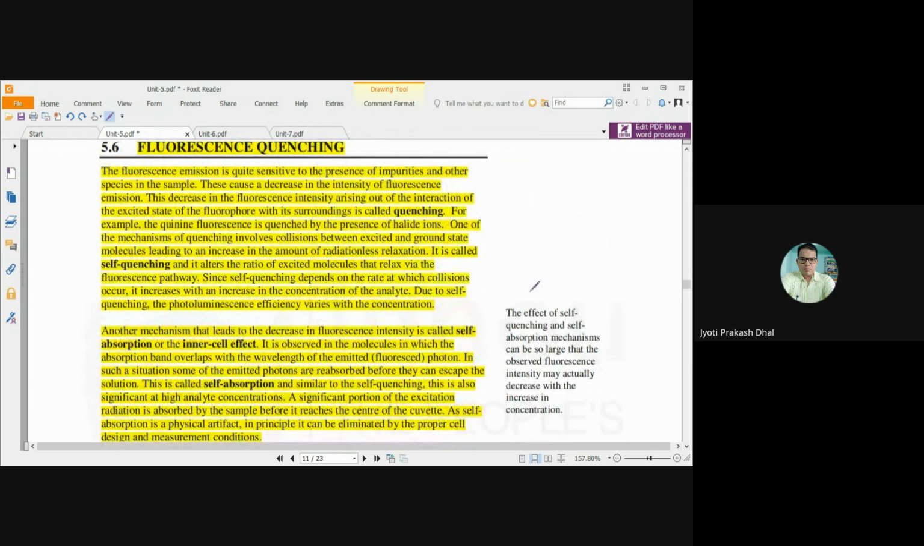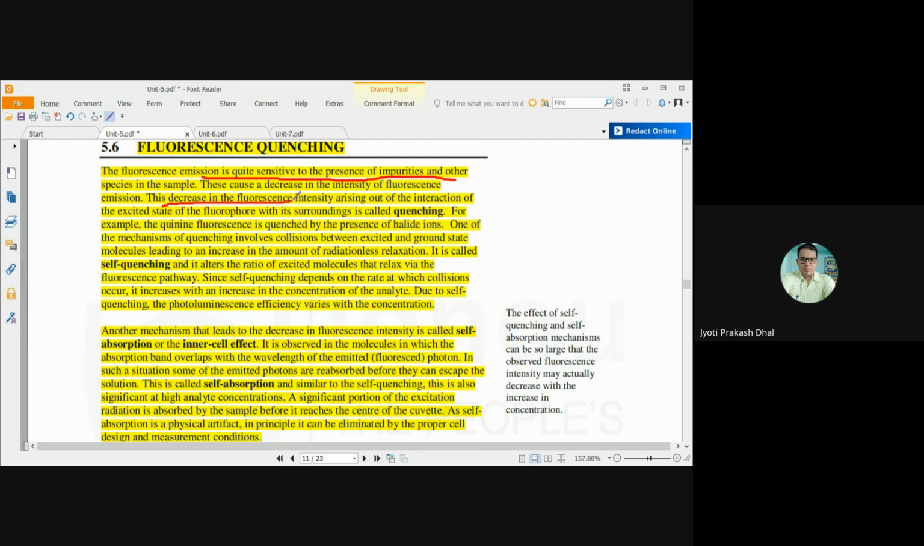Now coming to fluorescence quenching. The fluorescence emission is quite sensitive to the presence of impurities and other species. So if impurities or other species like the paramagnetic oxygen molecule or any metals which contain lone pair of electrons are present, they will decrease the fluorescence intensity. This causes a decrease in intensity of the fluorescence emission.